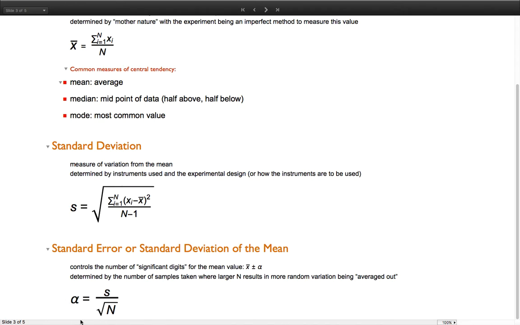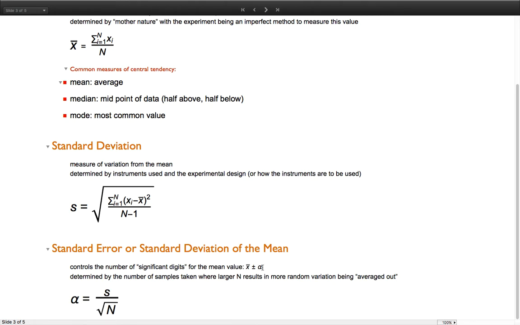So what we really want to find out is what is alpha. We're going to use alpha to find out how close our mean value is to the true value. So we're going to do this by stating the mean value plus or minus alpha will be how precise our measurement is. The smaller alpha is, the more measurements we've taken, the more precise our average value will be.